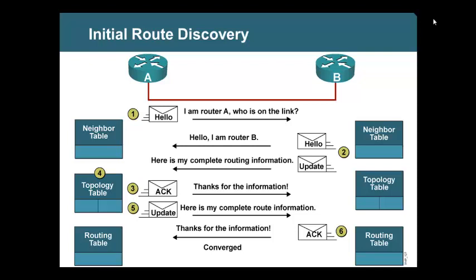So the neighbor router will not send the whole routing table, but it has only the best route, no? Correct. Only the best route. In the routing table, what you will have is only the best routes. So here it says here is my complete routing information. Yes, correct. What do you have in the routing table? Best route. Now what are you supposed to share? Best route. Best route is equal to routing table. Okay.